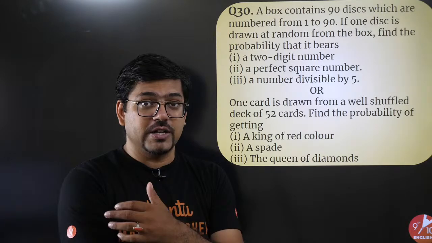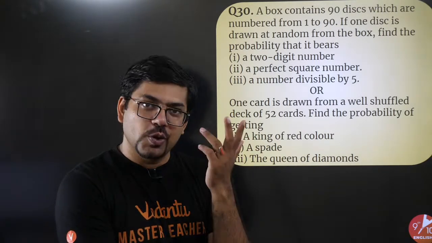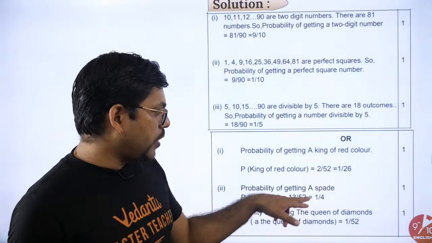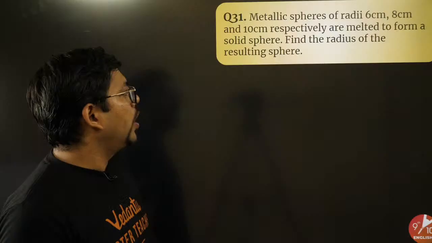Nonetheless, it's not a matter of whether these questions are 3 marker, 4, 5 or 2 marker. You are well prepared for it. Okay, moving on. So this is the entire answer: 2 by 52, 1 by 4 and 1 by 52. Super simple answers. Moving on.